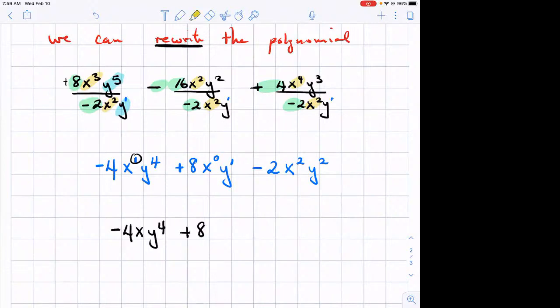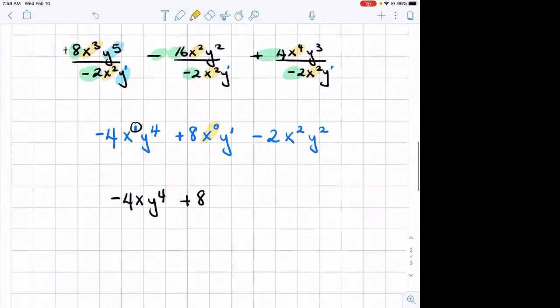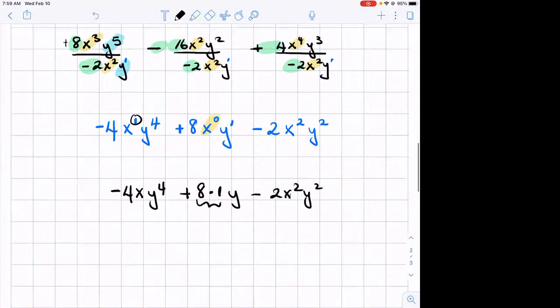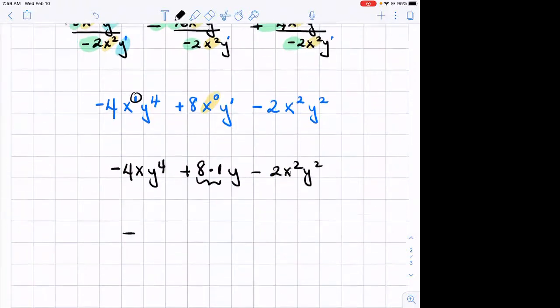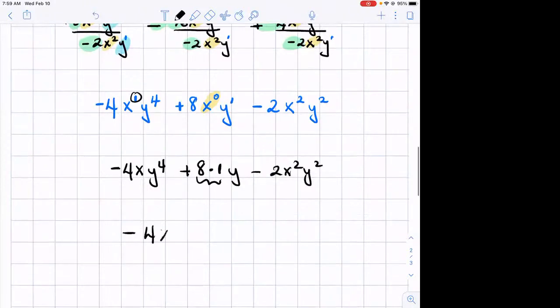Now remember that x to the 0 is the same as 1, right? So we can write times 1y minus 2x squared y squared. But 8 times 1 is really just 8. So the final answer is minus 4xy to the 4th plus 8y minus 2x squared y squared.